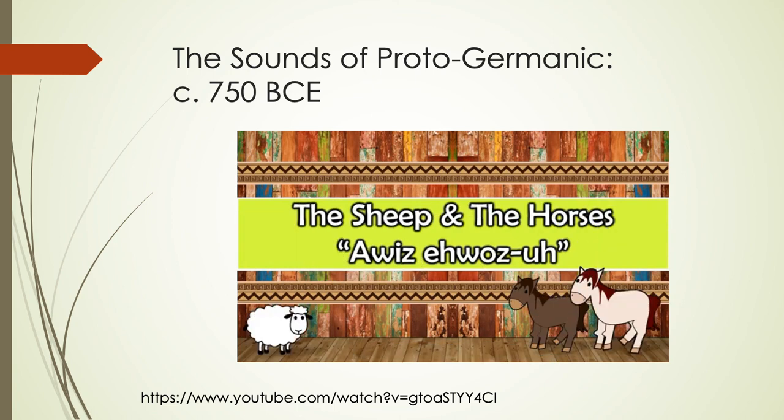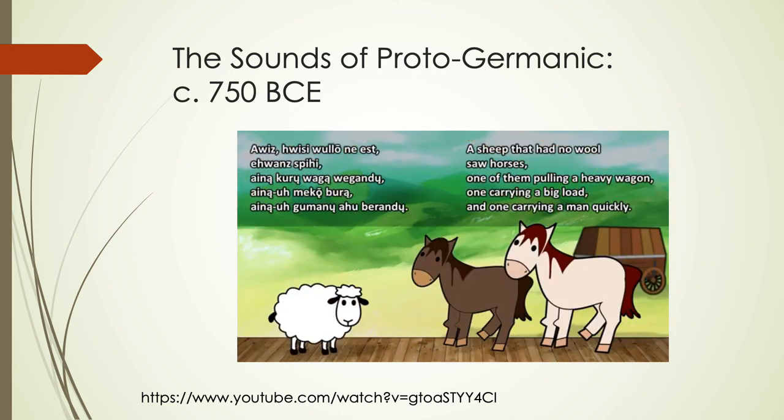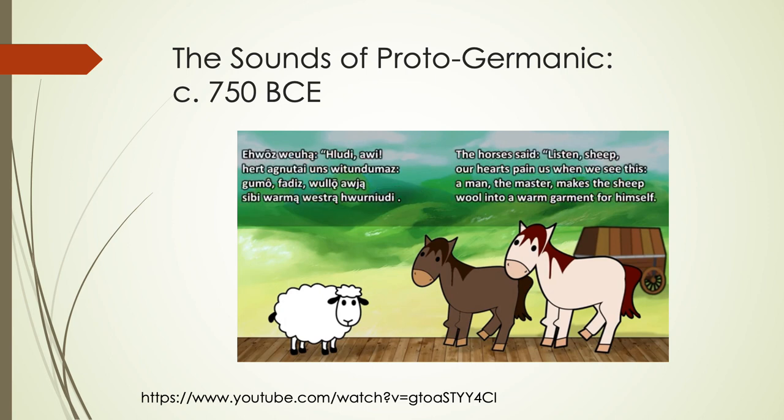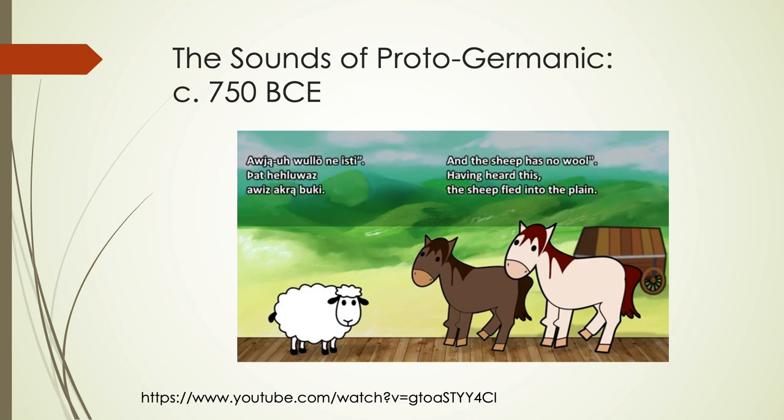Awis echwas uch. Awis huiseullo ne est. Echwan spichi. Aine kuru, wage, wegandu. Aine uch meko, bura. Aine uch gumanu, ahu berandu. Awis nu echwa mazwuchi. Hert agnetai mek. Echwans akandu, gumanu witandi. Echwas wilha, chludi awi, hert agnutayun switundumaz. Rumo, fadiz, wulu auya, sibi warma westra hornudi. Auya uch wullo neisti. That hachluaz, awis akrabuki.